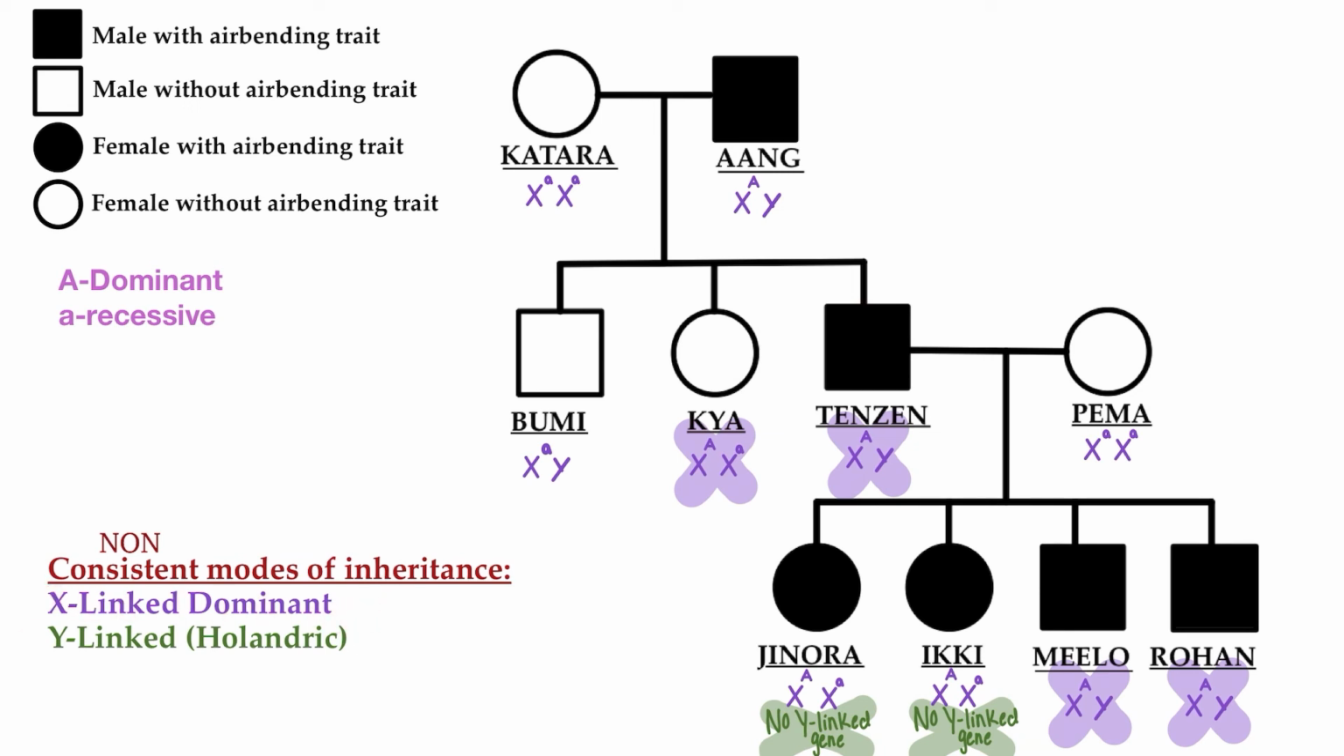Now let's look at Y-linked. Y-linked is only passed through males. In the show, The Legend of Korra, Jinora and Ikki both were able to airbend. That means that it's not a Y-linked gene because they do not have a Y chromosome, yet they were still able to airbend in the show.